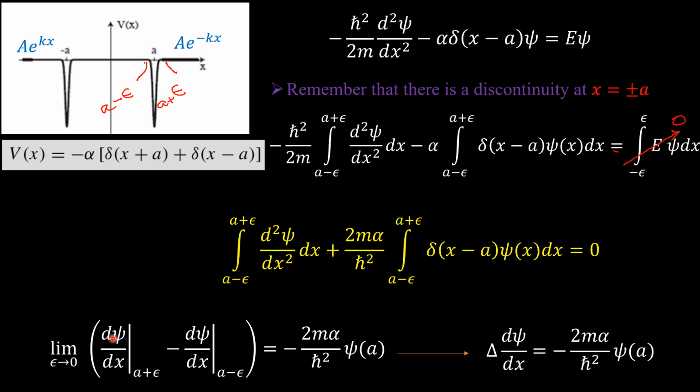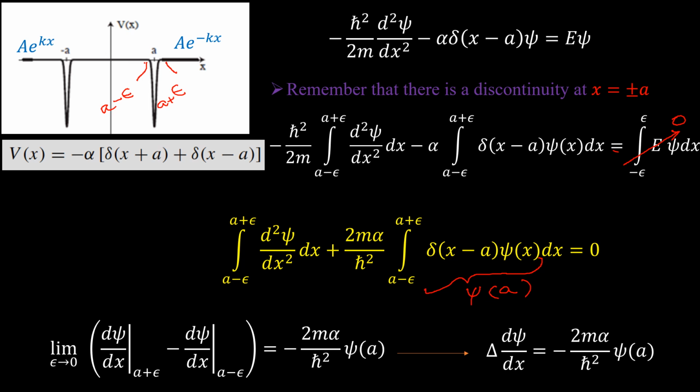So the first order derivative: this is the upper limit, A plus epsilon, and minus the lower limit, A minus epsilon. If you integrate this, you will have a non-zero value only when x is equal to a. So psi of x here will become psi of a.